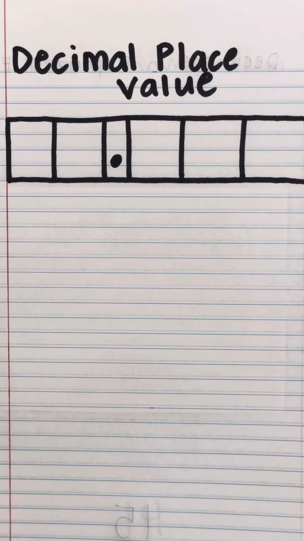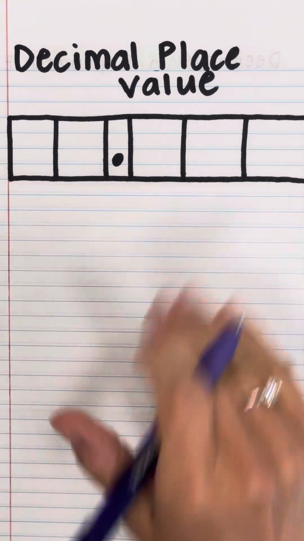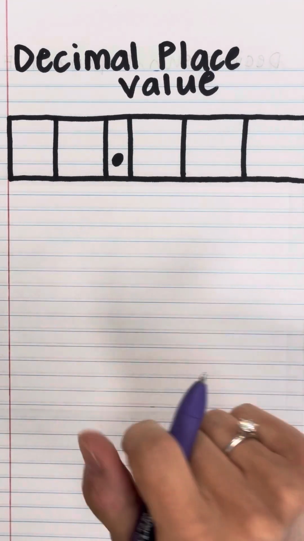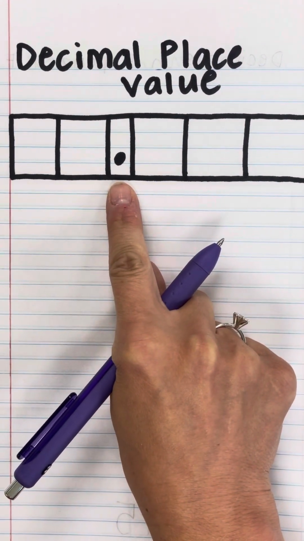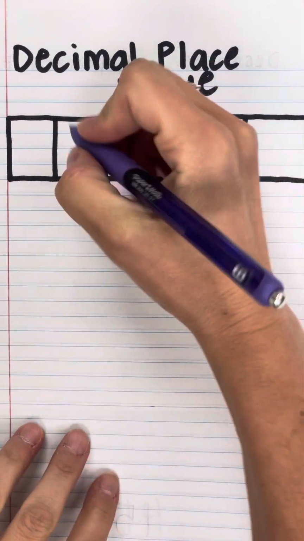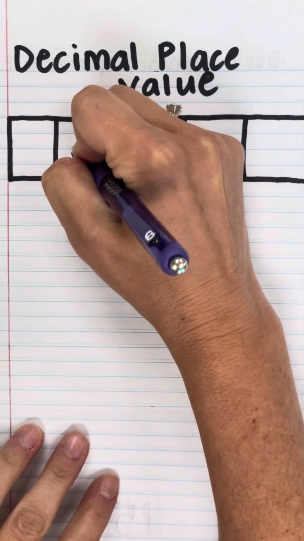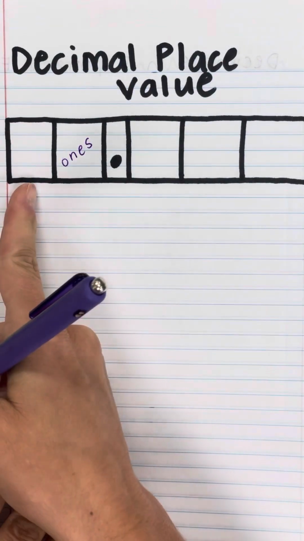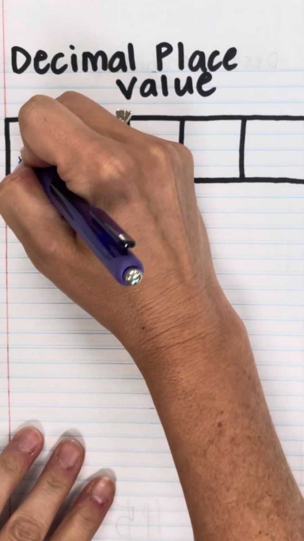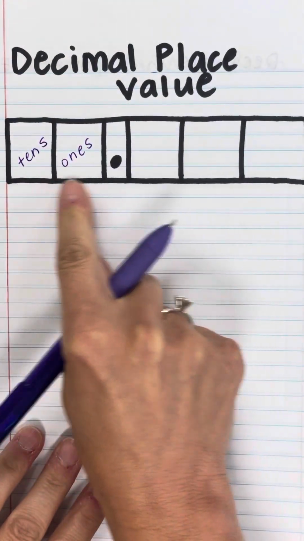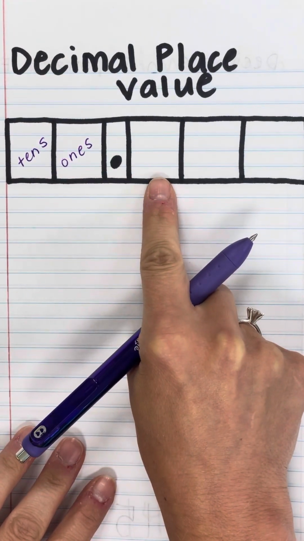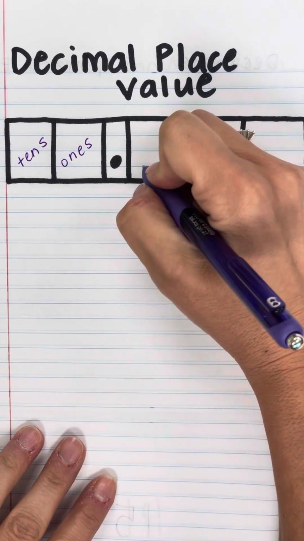Hey guys, my class is working on decimal place value, so I thought we would do a little study guide. So we've been working on our place value in a chart like this, where the decimal point is right here. To the left of the decimal point, we have our ones place value. To the left of that would be our tens. So these are our whole numbers, and to the right of the decimal point, we start to get our decimals.